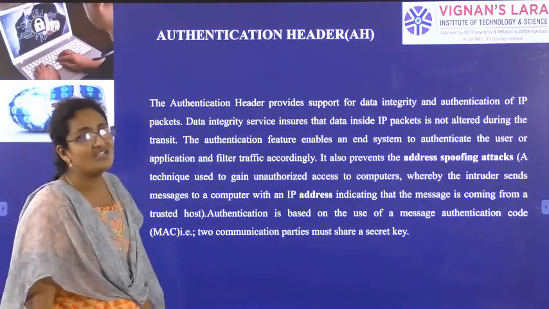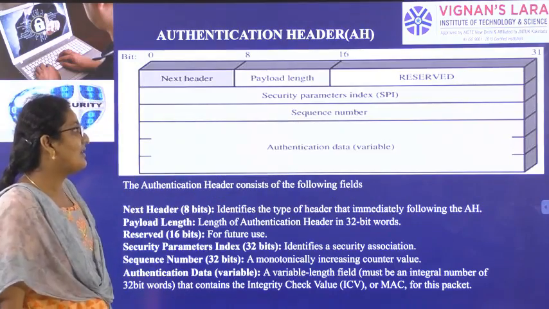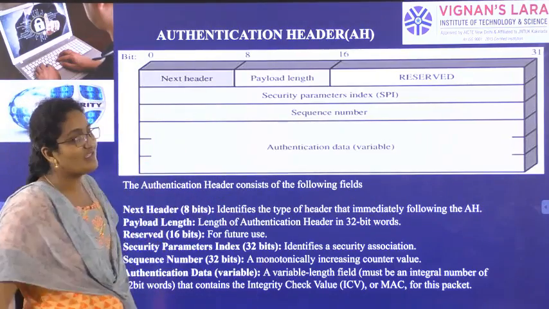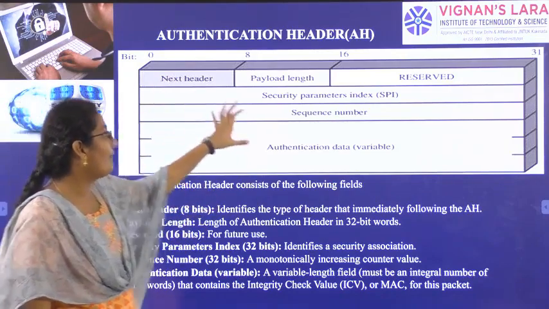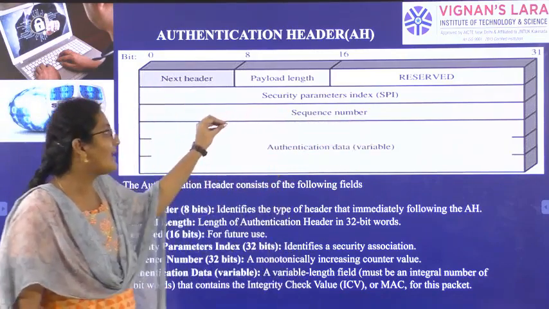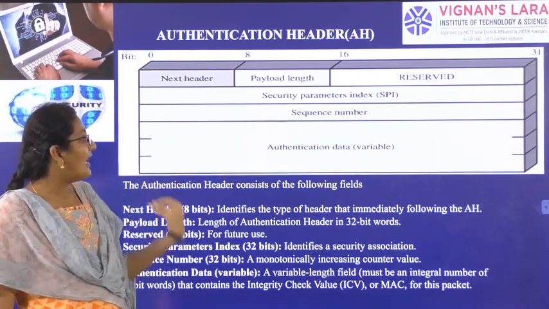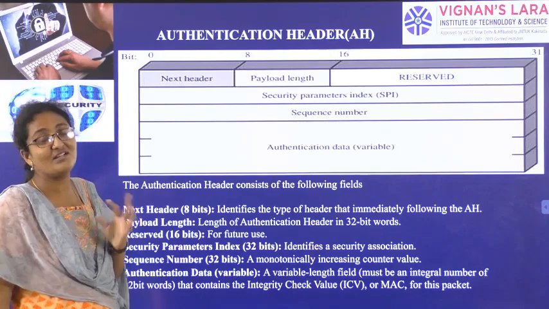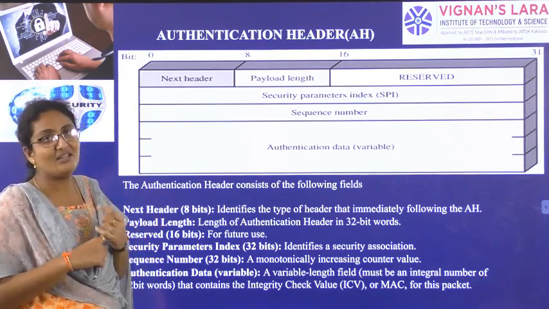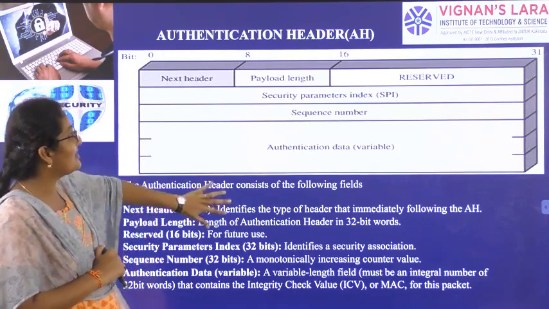So next, authentication header structure we have seen. So 32 bits we will have from 0 to 31. It is divided into many parts. Nothing but next header, payload length, reserved bits, security parameter index, sequence number, authentication data. This authentication data is the part where we are going to concentrate on MAC. MAC is nothing but message authentication code, which size is variable.